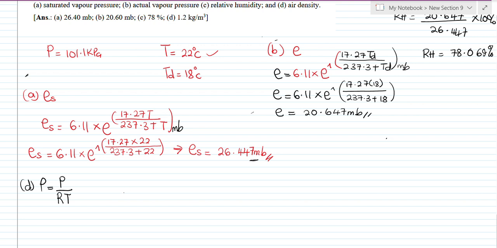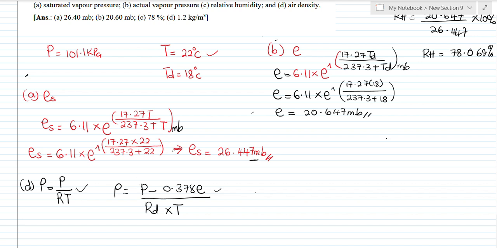We can also use this equation: the density is equal to the pressure minus 0.378 multiplying the actual vapor pressure, over the gas constant times the temperature. Alright, so in these two scenarios, we are going to take this one, then we take this one.